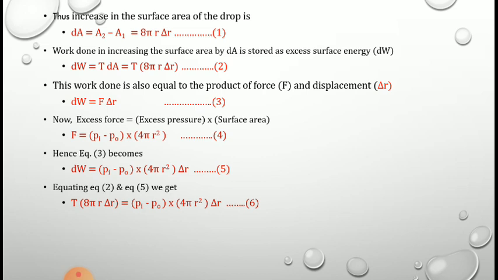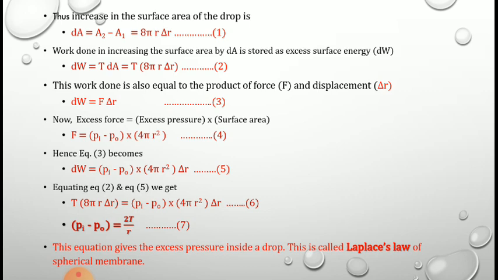Now what can be cancelled out from both sides? Yes, we can cancel pi, we can cancel delta r. So what we have now is Pi minus Po is equal to 2T divided by r. This is the final formula, equation 7. This equation gives the excess pressure inside a drop, and this is called the Laplace law of spherical membrane.